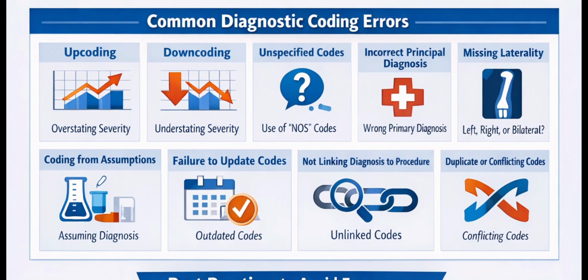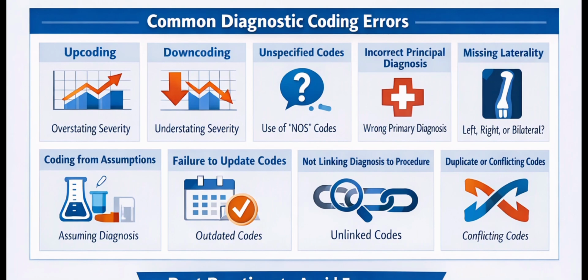Next we will talk about coding from assumptions. It is defined as interpreting lab results or clinical signs without the provider's confirmation. What are the rules? Coders cannot diagnose, they only report documented diagnoses. How to avoid it? Query the provider when unclear, and never code directly from lab values only.